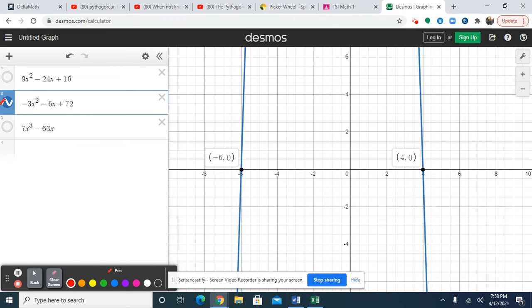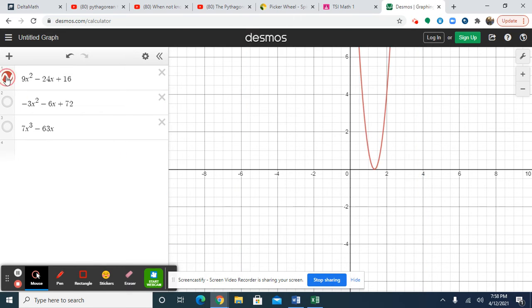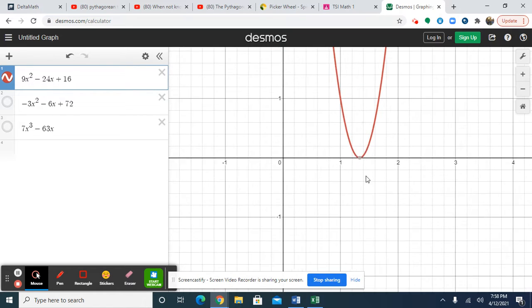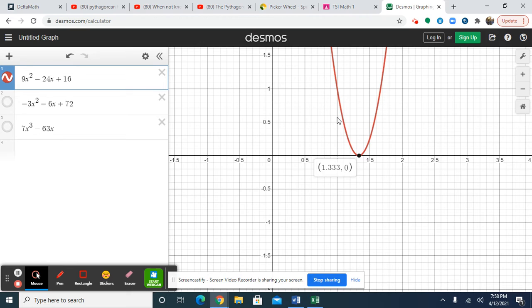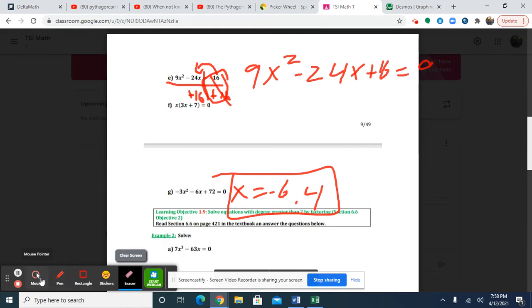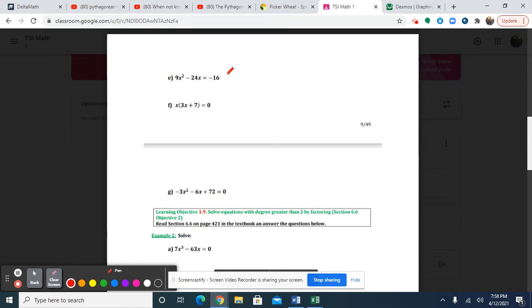On the graph, with this one, it only touches the x-axis once at 1.33, which can also be written as 4 over 3. And we would have one solution.